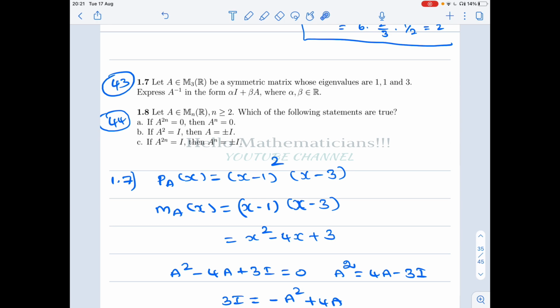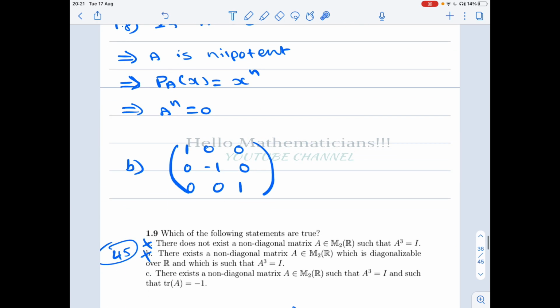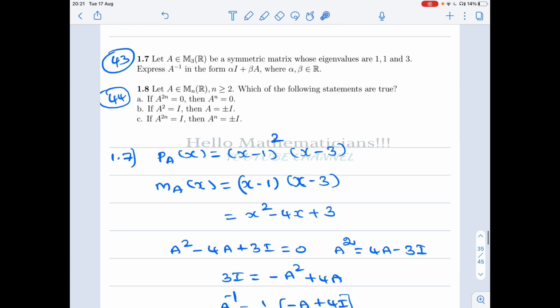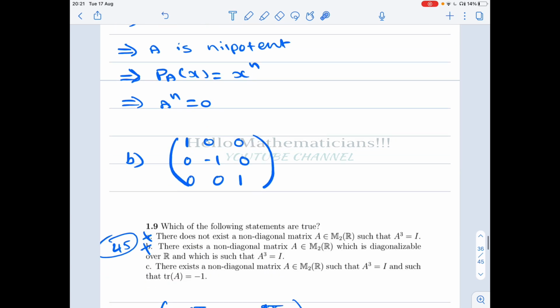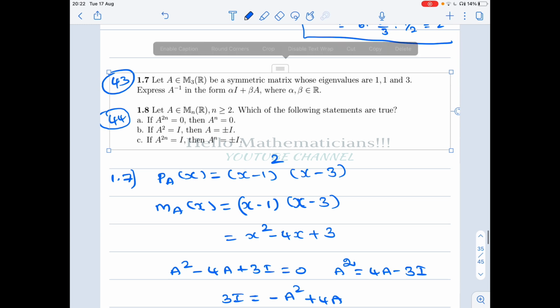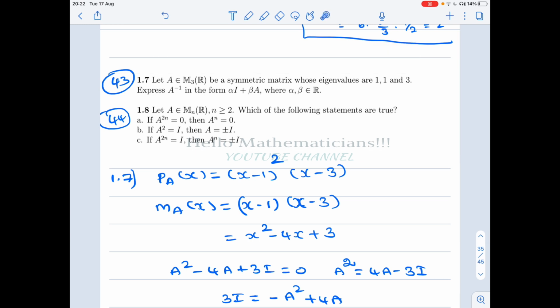And for option C, we again consider the same matrix. So it is a 3 by 3 matrix. We claim that A power 2n equal to I. That means we have to calculate the sixth power of this matrix. So clearly the sixth power of this matrix is identity. Therefore, this matrix satisfies the condition of A power 2n equal to I.